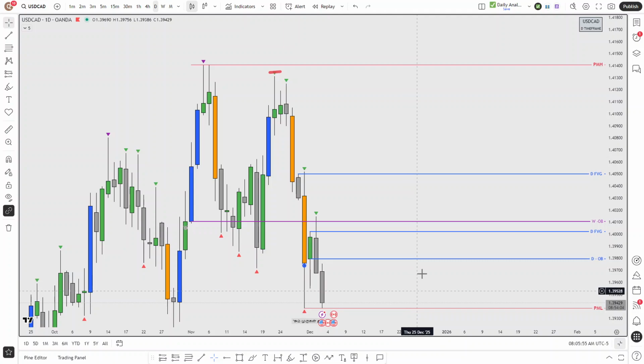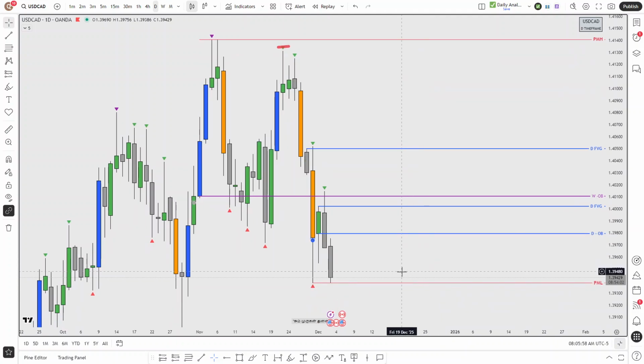Okay, so just a few minutes back, I told you about ST entries, right? Similarly, in this weekly bearish OB, we have a daily FEG nested with it.